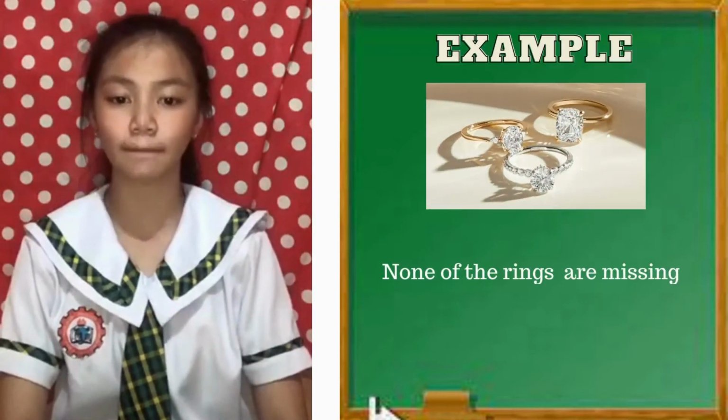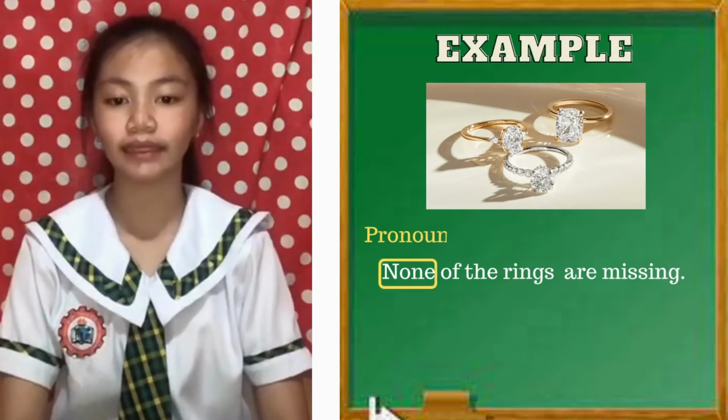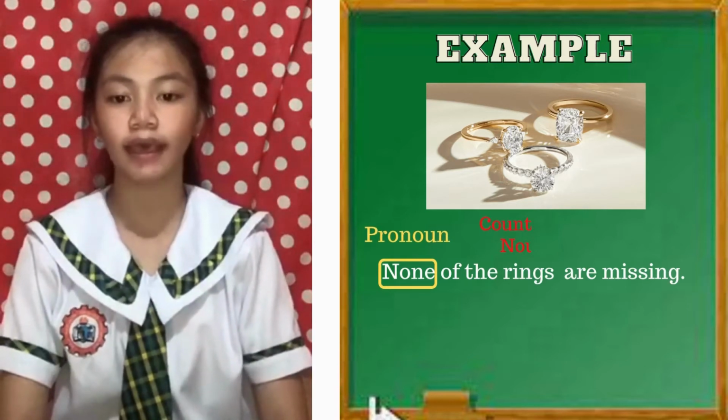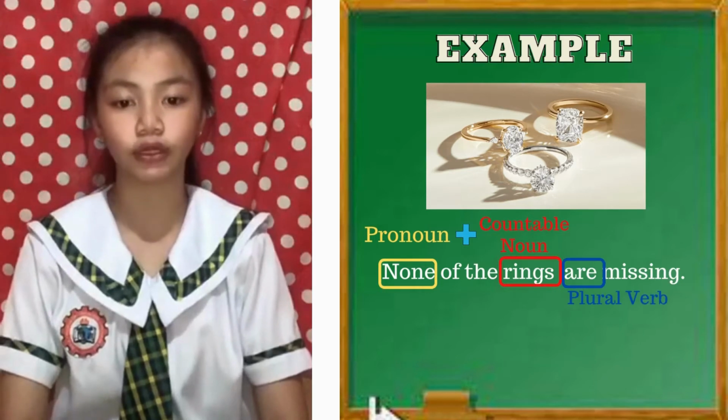Another example: none of the rings are missing. In this sentence, we have the pronoun, which is none, and match it with the countable noun rings. Therefore, we use the plural form of the verb are.